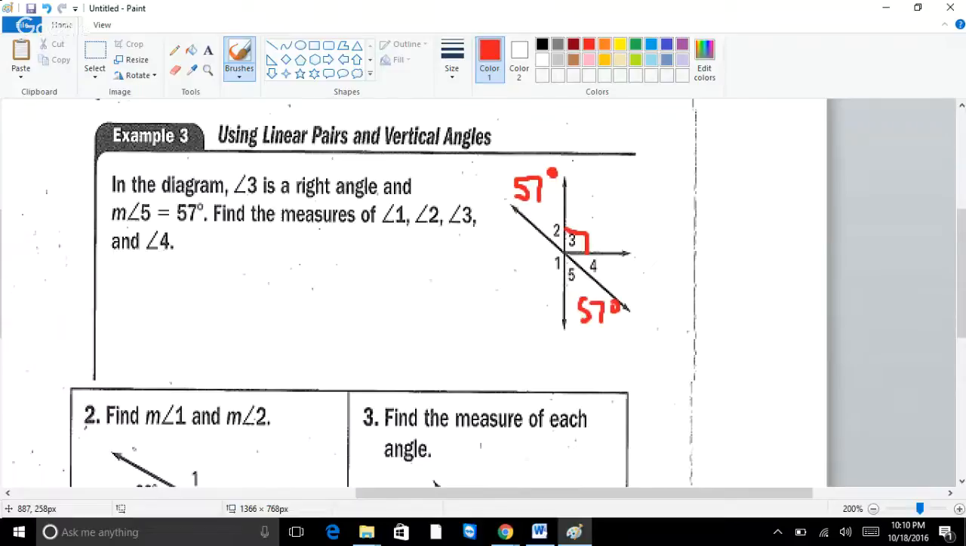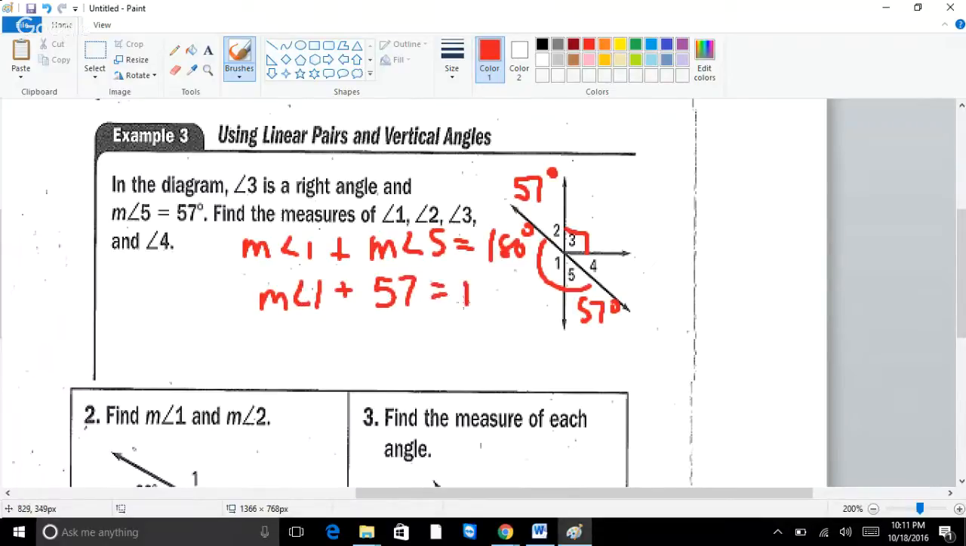Okay, so now we're going to talk about using linear pairs to figure out the rest. Well, a linear pair is when we have 2 angles that are next to each other that add up to 180 degrees. So right here, angle 1 and angle 5 form a linear pair. So I know that the measure of angle 1 plus the measure of angle 5 equals 180 degrees. Okay, so measure of angle 5, I've got that. It's 57. Measure of angle 1 plus 57 equals 180 degrees. And if I subtract 57 from both sides, I get that the measure of angle 1 is 123 degrees. Okay, so that's measure of angle 1 is 123 degrees.